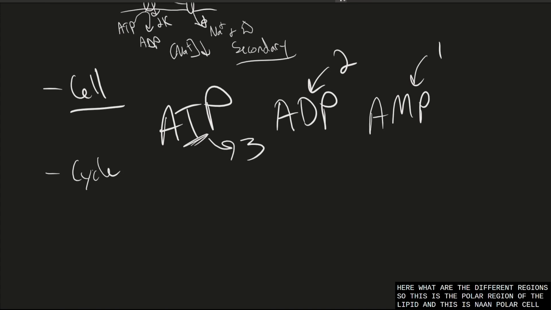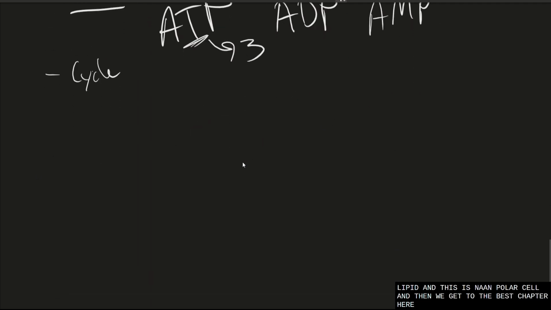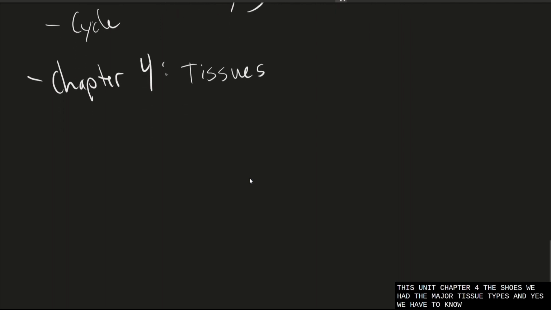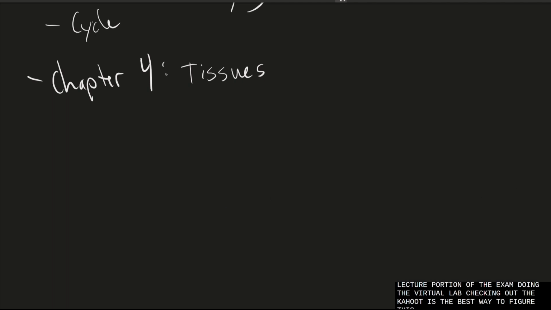The cell. And then we get to the best chapter here. At least my favorite chapter of this unit, chapter 4, tissues. So we have the major tissue types. And yes, we have to know them. One for the practical and then also for the lecture portion of the exam. Doing the virtual lab, checking out the Kahoot is the best way to figure this out. There might be similar questions, especially from the virtual lab. So doing that multiple times, looking at the different parts there and seeing it, understanding what each tissue type is and what it looks like in the microscope is important.